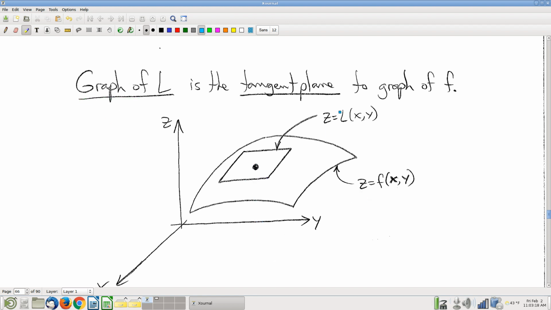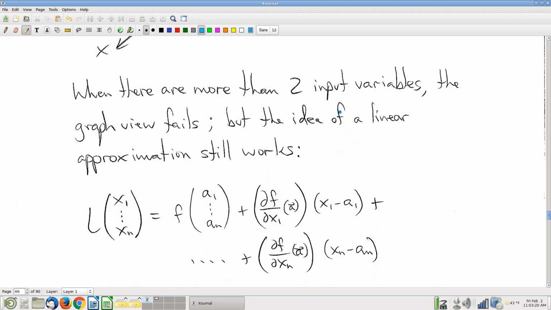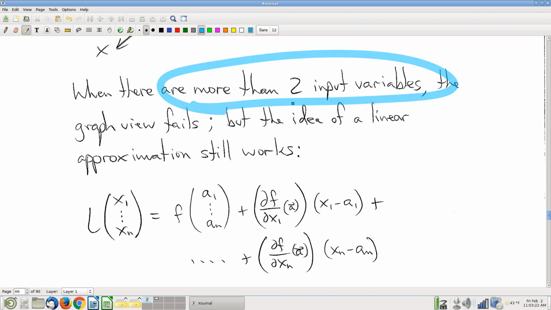Okay. All right. What if you have more than two input variables? Well, we're not going to be able to think of the graph point of view if there's more than two input variables. If you have three input variables and one output variable, that means these graphs are going to be four-dimensional. I can't even pretend to be able to draw that, right? Don't try. It's utter failure. So I can't take the graph point of view, but I can still write down linear approximations.